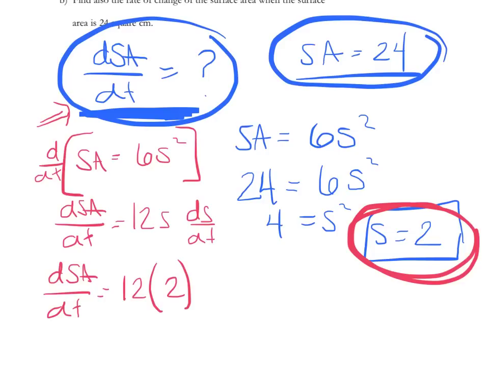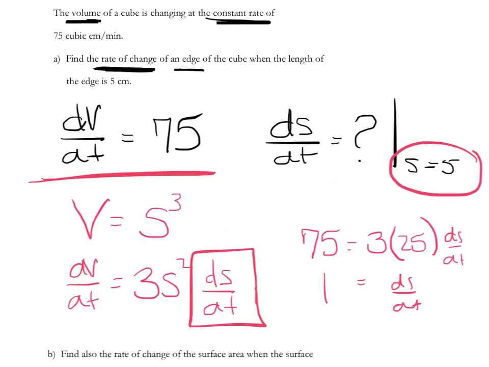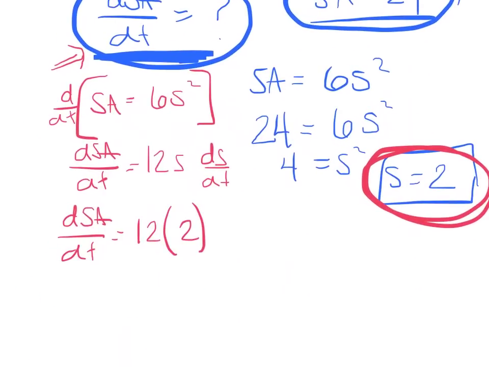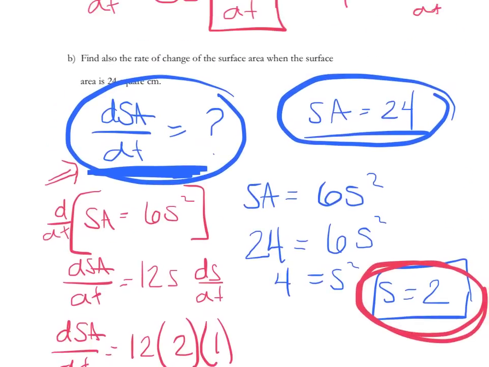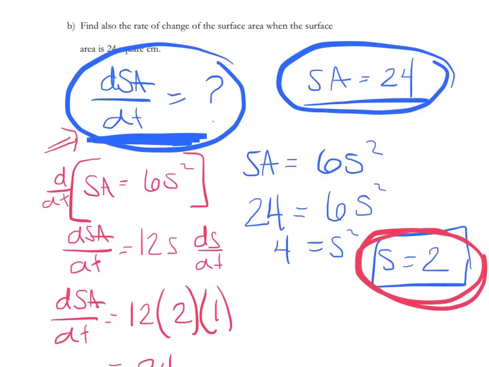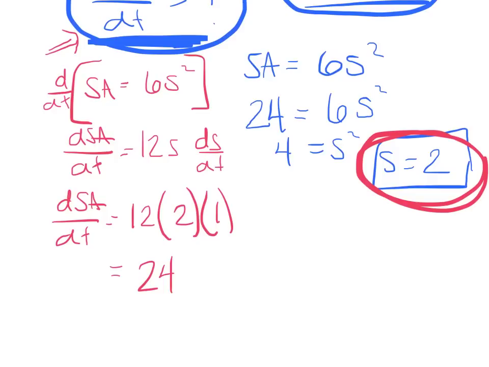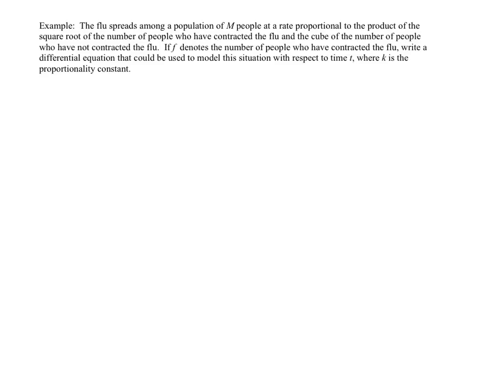And I know the side is changing if I scroll back up here. That was a question we previously found. The side is changing at a rate of 1, so times 1. So the surface area is changing at a rate of 24. Now just keep in mind it's area, so it better be some sort of unit squared. So centimeters squared per, oops, what were we in? Minute. Centimeters squared per minute. There you have it. Talk about tying topics together.